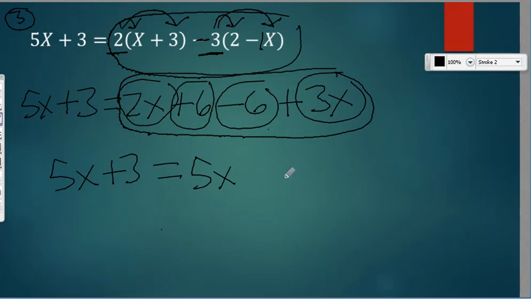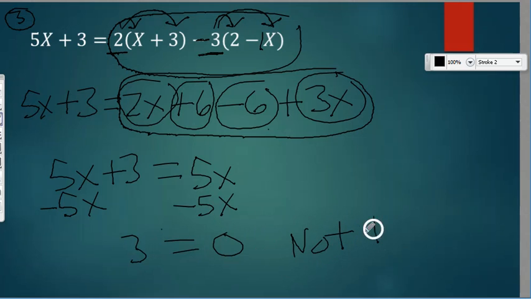Now, as we continue to solve here, when we go to get these two terms on the same side, if I subtract 5x from both sides, the thing that's going to happen is I'm going to be left with 3 is equal to 0. And this is not a true statement, is it?